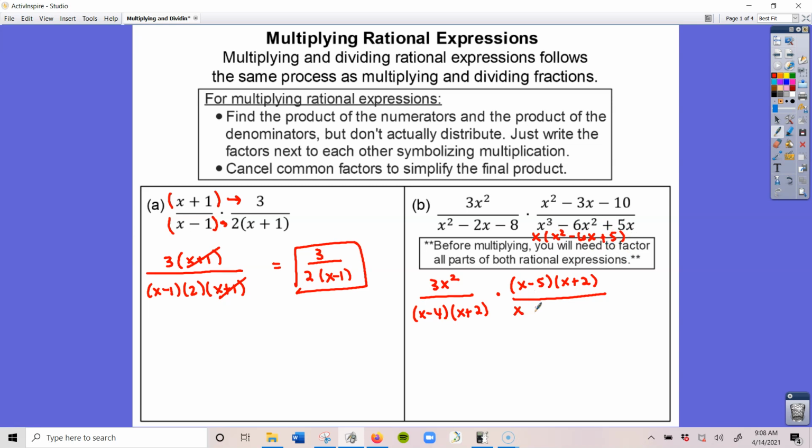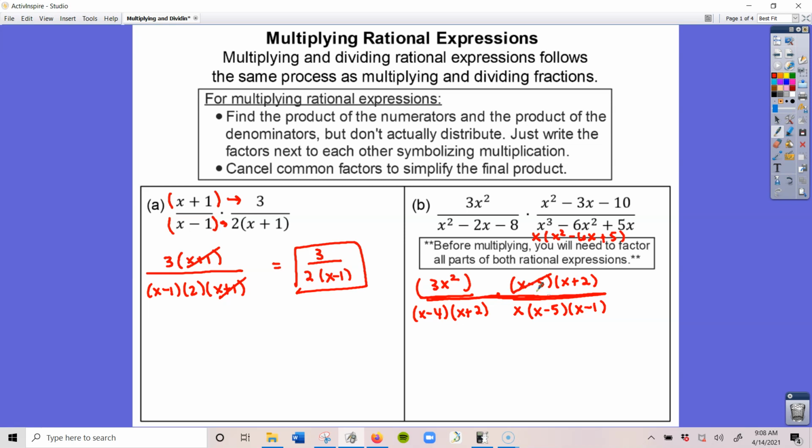So I have the x, and then I have x squared minus 6x plus 5 can be factored to x minus 5 and x minus 1. Since negative 5 times negative 1 is positive 5, and negative 5 plus negative 1 is negative 6. Now we put them all together. If you want, you can just draw one big fraction. That means that this factor times this, and then these factors all together. And now we start canceling anything that is the same in the numerator as in the denominator.